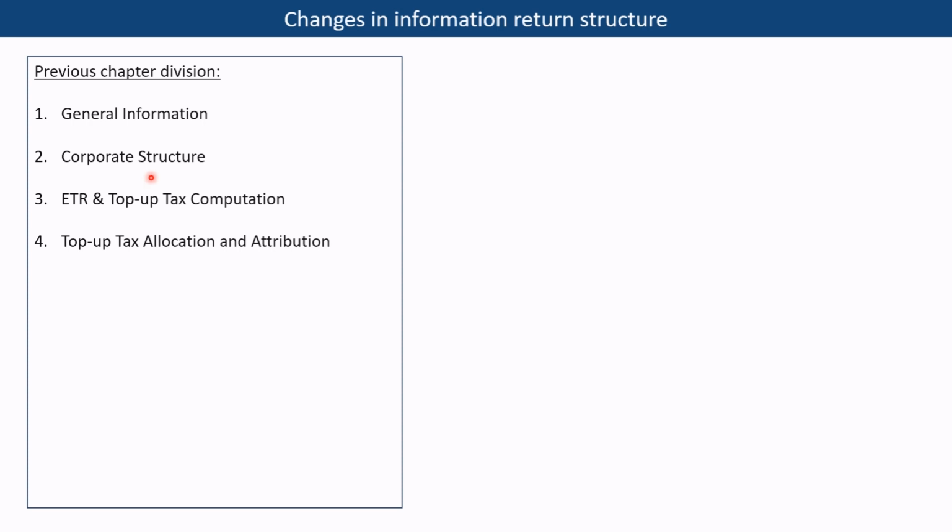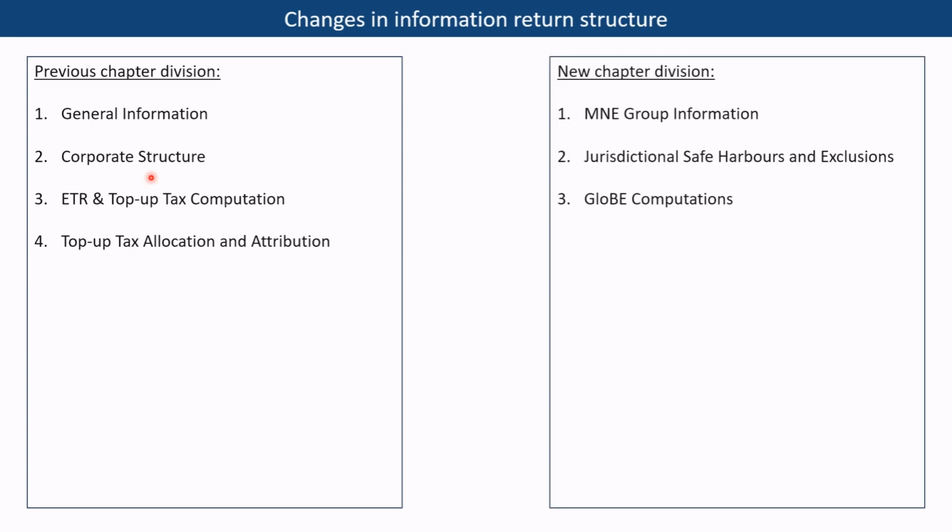Right. So under the new chapter division, there are only 3 chapters: the MNE group information, which basically is a combination of the general information and the corporate structure. Then you talk about the jurisdictional safe harbors and exclusions, and a lot in this chapter is new. We'll have a look at it in a moment. And then the GloBE computations is basically a combination of the ETR top-up computation and the top-up tax allocation and attribution.